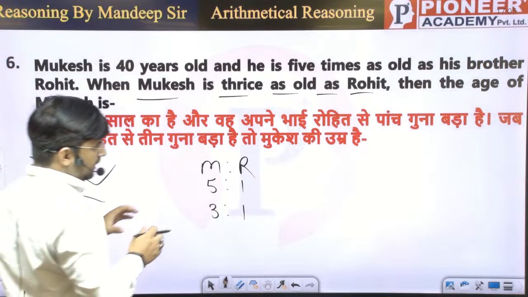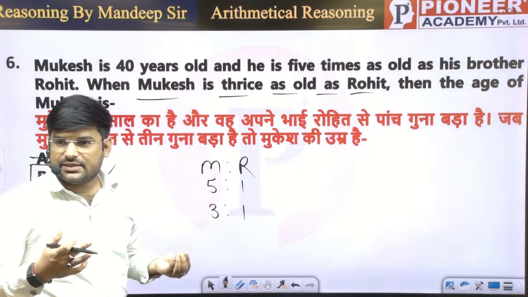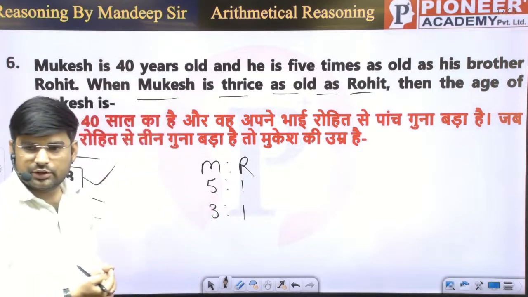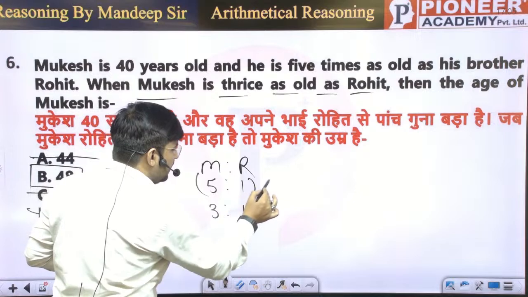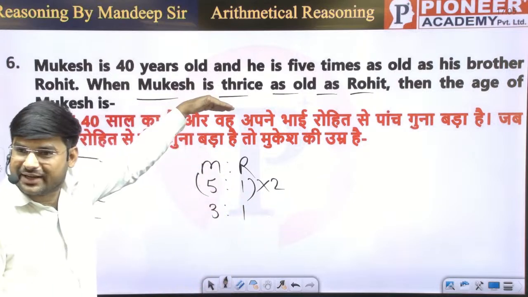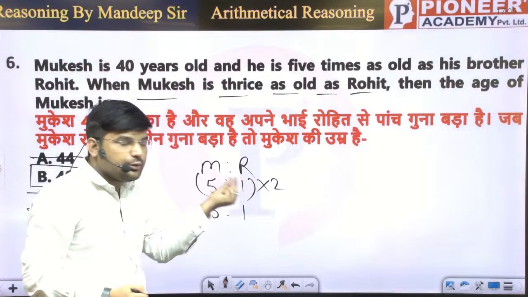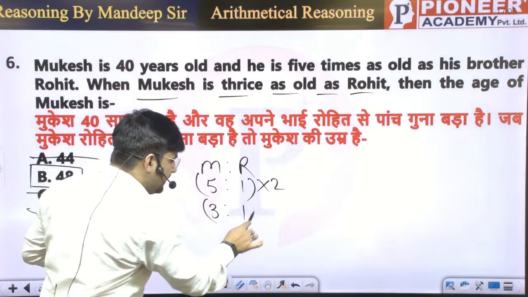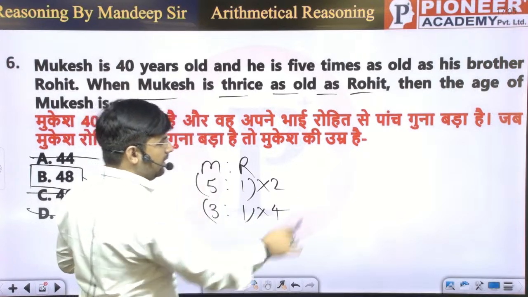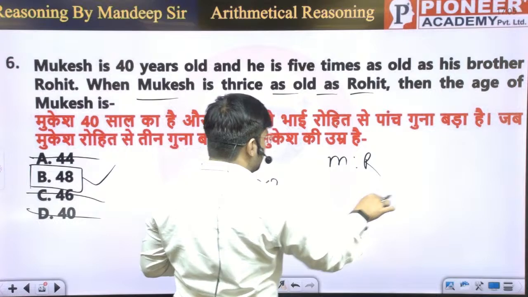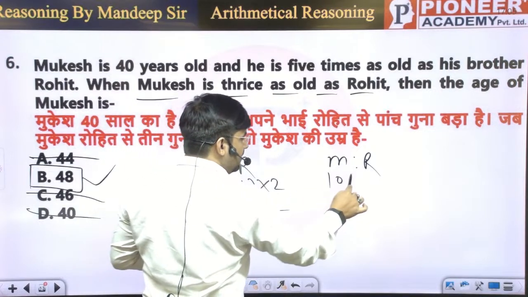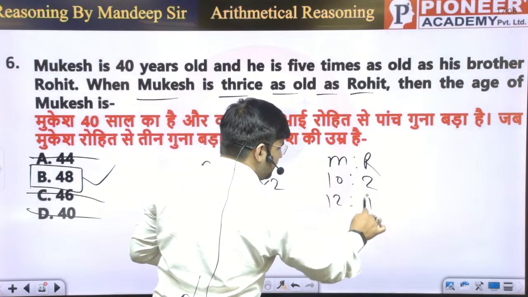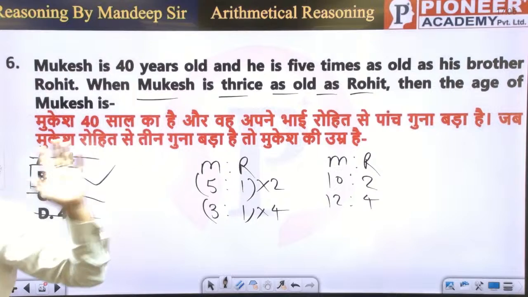So to make an equal difference, what is the difference between 3 and 1? 2. We multiply 2 on the upper ratio. And what is the difference between 5 and 1? 4. We multiply by 4. Now the ratio of Mukesh and Rohit: 2 into 5, 10. 2 into 1, 2. 4 into 3, 12. And 4 into 1, 4. And the difference becomes equal.